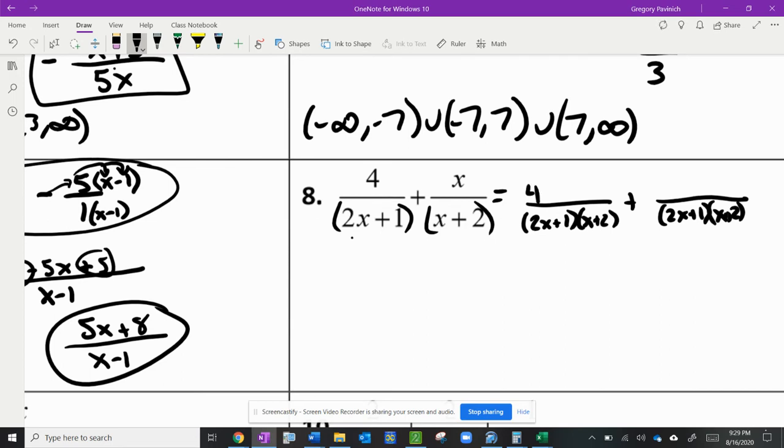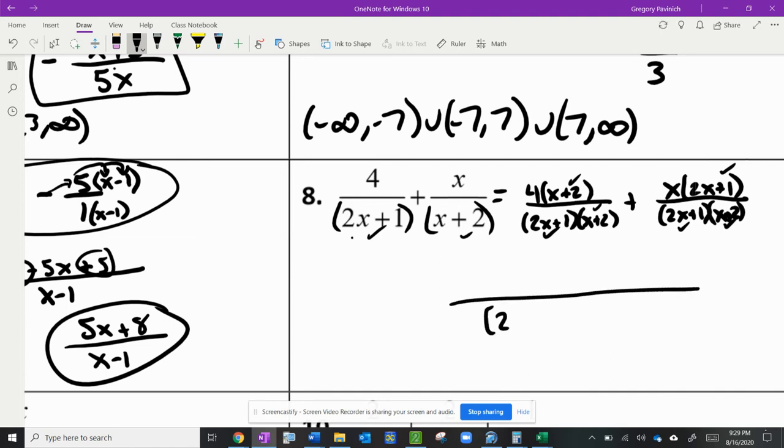So this 4 is going to get multiplied by x plus 2, and this x is going to get multiplied by the 2x plus 1, whichever one it was missing. This one had the 2x plus 1, so I needed to multiply by the x plus 2. This one had the x plus 2, so I had to multiply the top and bottom by the 2x plus 1. Okay, when you do the denominator, just leave it in factored form. There's no reason to multiply that out. Numerators, however, you're going to multiply out because you're more than likely going to have like terms.